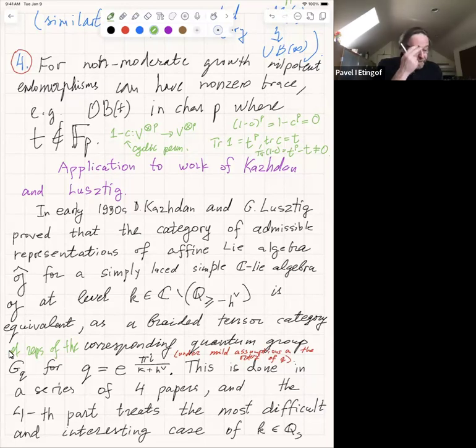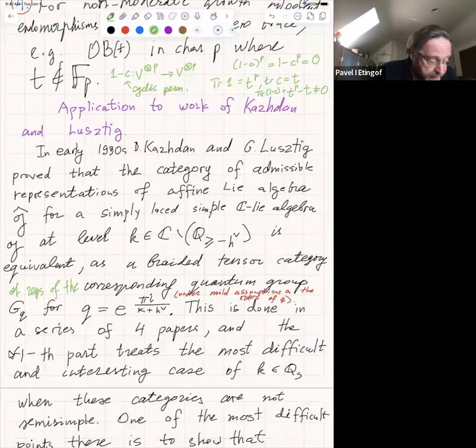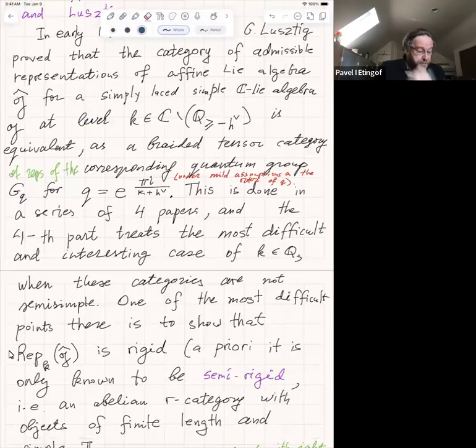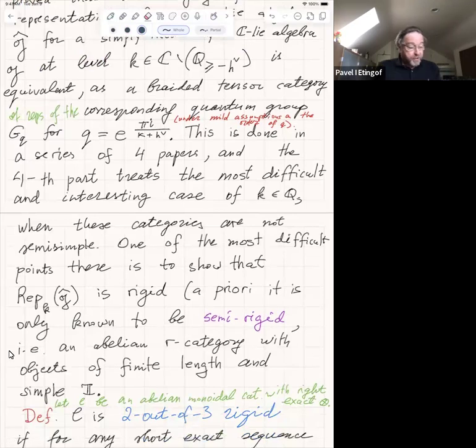This is done in a series of 4 papers, and the fourth paper treats the most difficult and interesting case of rational Q, rational K, so K is less than minus h check. In this case, these categories aren't semi-simple. And one of the most difficult points in this paper is proving that this category is rigid. So a priori, it's only known to be semi-rigid, which means an abelian R category with objects of finite length and simple unit. So let me explain how to deal with this and how to streamline that proof by using our results.